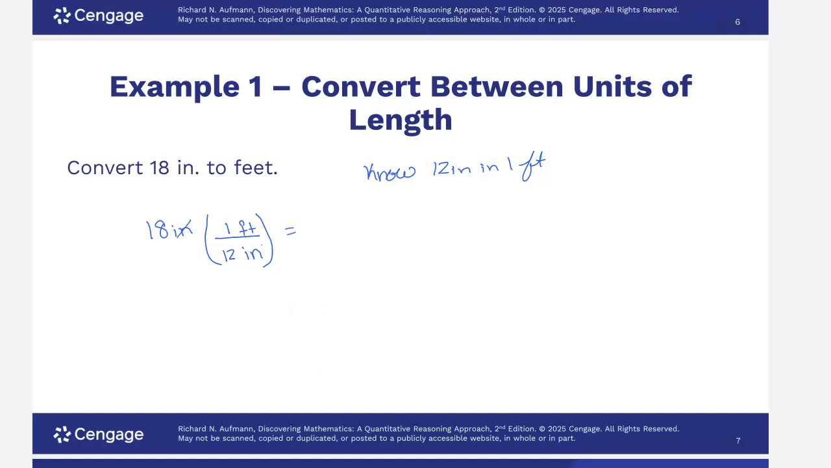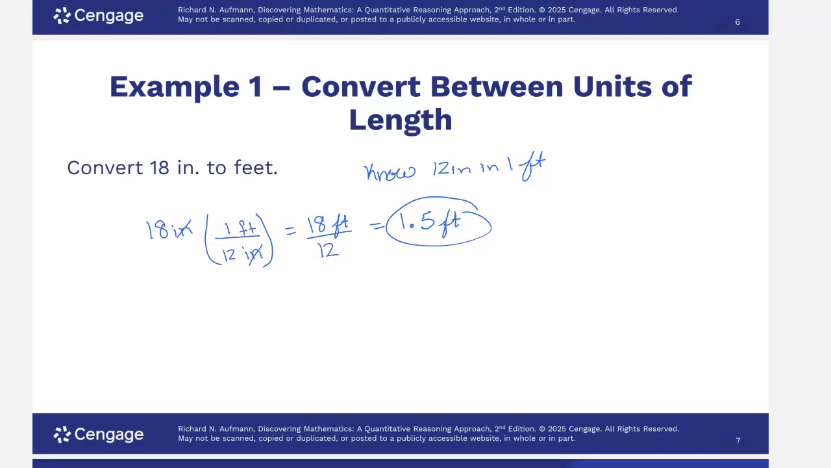And then we're just going to multiply straight across. Inches are going to cancel because I've got 1 in the top and bottom. So I'm going to have 18 times 1, which is 18 feet. And that's going to be divided by 12. And we know we can reduce that. 18 divided by 12, if we type that in our calculator, we're going to get 1.5. So 18 inches is equivalent to 1.5 feet.